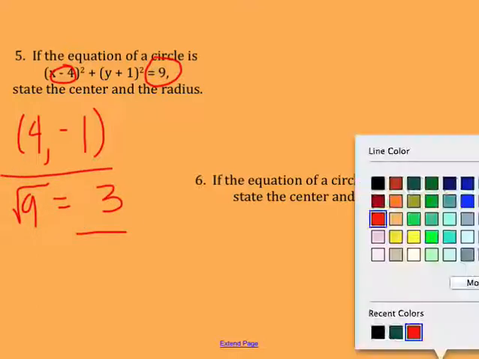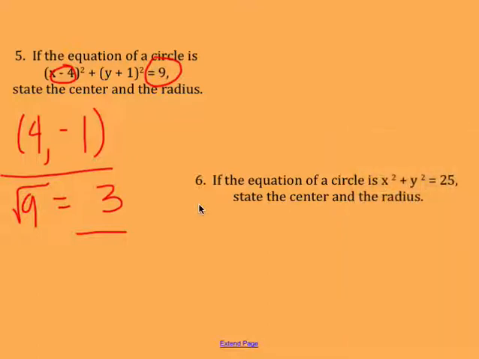If the equation of a circle is x squared plus y squared is equal to 25, state the center. Well, if we notice, there's nothing being subtracted before the squared. In order for nothing to be subtracted, that has to be at the origin. So that's going to be (0, 0) for our center.